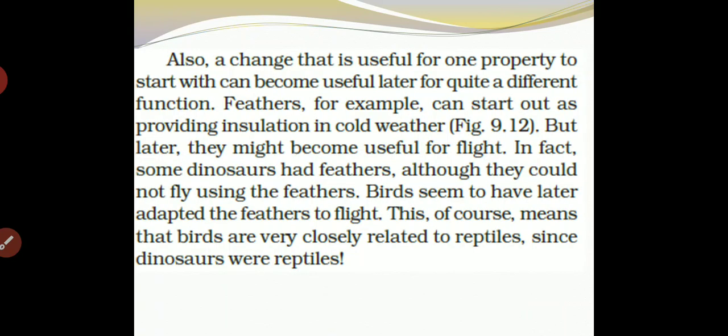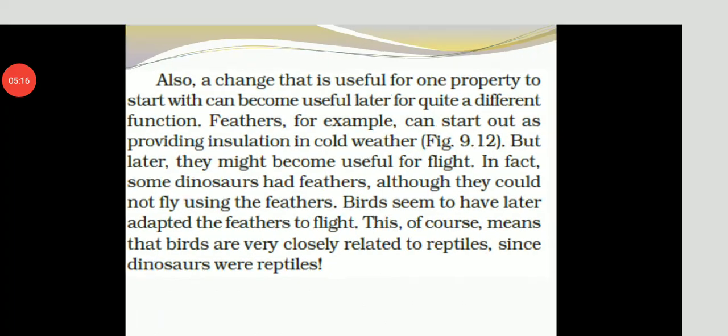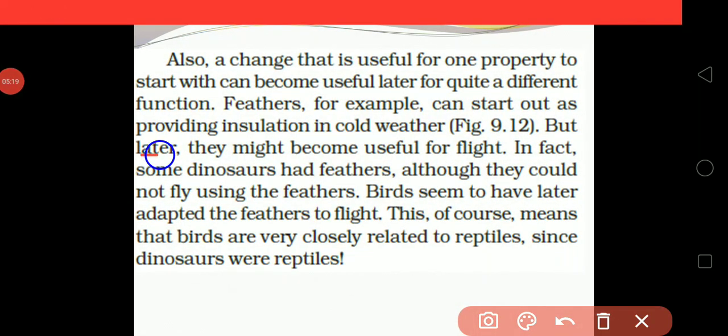Also, a change that is useful for one property to start with can become useful later for quite a different function. Feathers, for example, can start out providing insulation in cold weather. When it was cold, they would insulate. But later they might become useful for flying. Further on, they are also useful for flying.